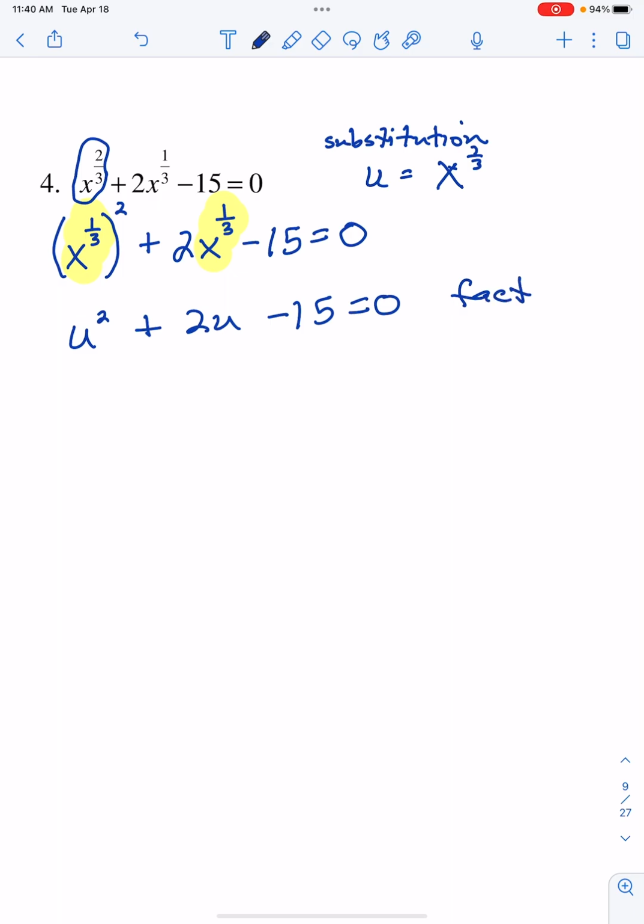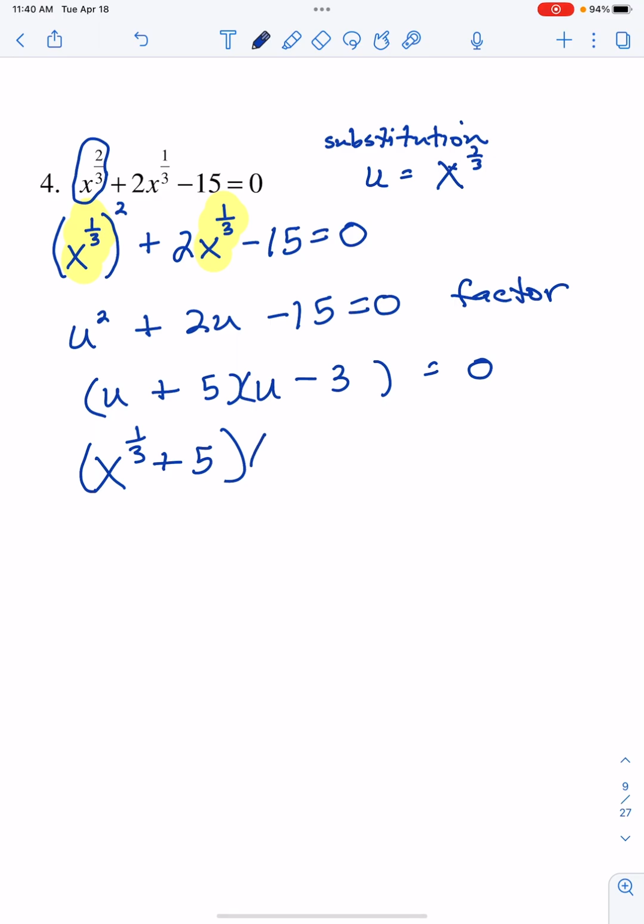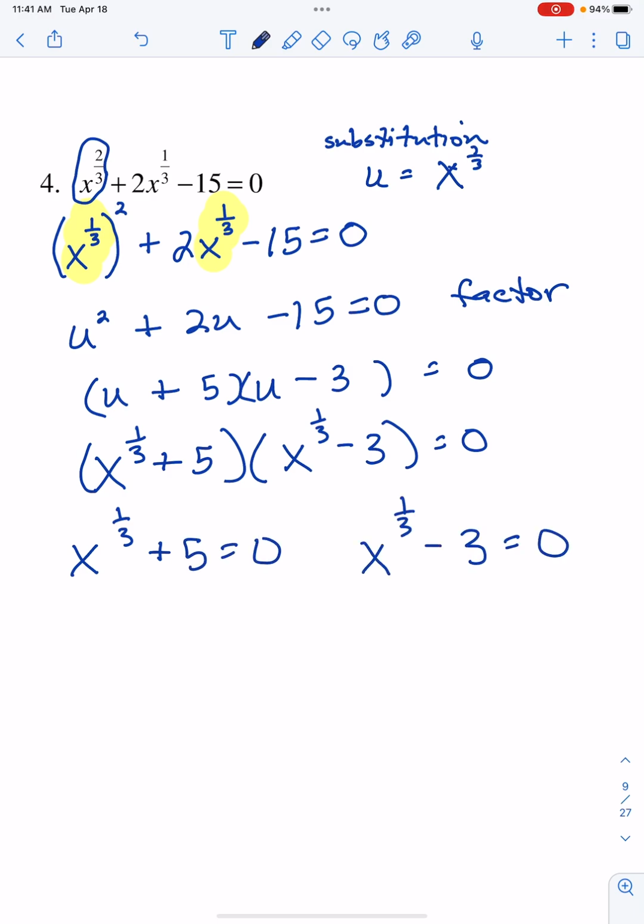Now, this one seems small enough, I'm going to try to factor it. u and u, 5 and 3, plus and minus. Now I put x to the 1/3 back in. It's totally factored, so now I set each individual factor equal to 0. I want to isolate x to the 1/3, so I get x to the 1/3 equals -5.